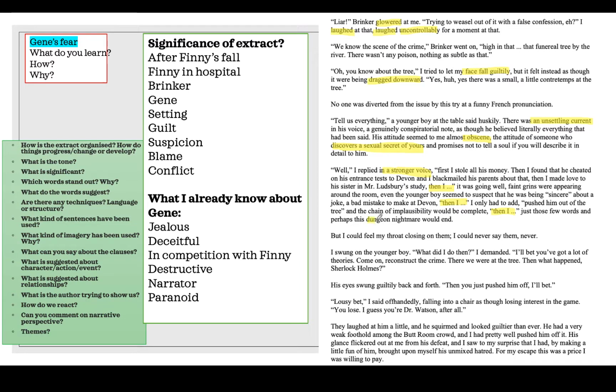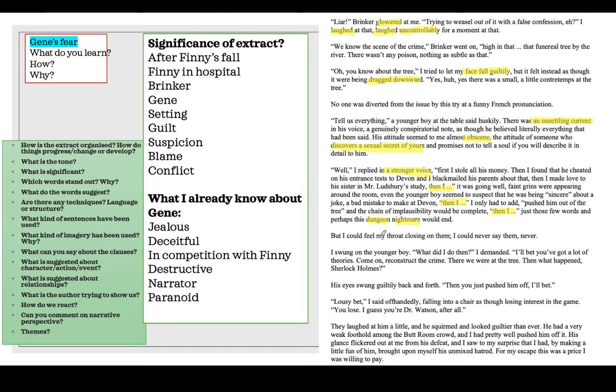And then we have this repetition of dungeon again, and it's linked with this idea of it being a nightmare. So we have this link back to the start of the extract, which obviously links back to this idea of how the extract is organised, how this particular passage is organised.